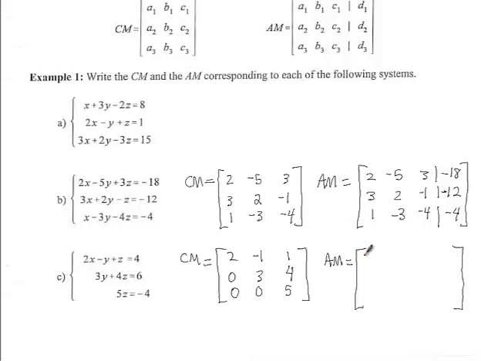And now the augmented matrix. 2, 0, 0 for the first column, negative 1, 3, 0 for the second column, 1, 4, 5, and then a 4, 6, negative 4 for the last column. And we can insert the straight brackets to represent the equal sign in our matrix form.